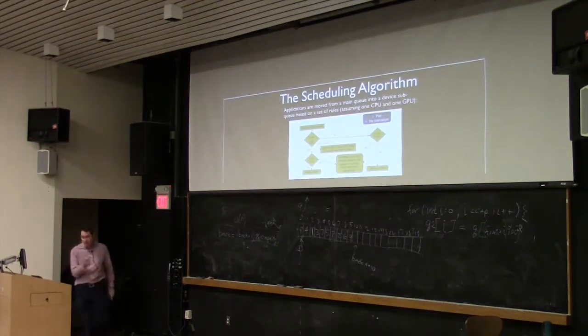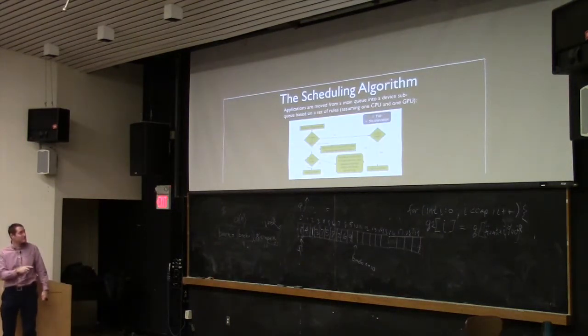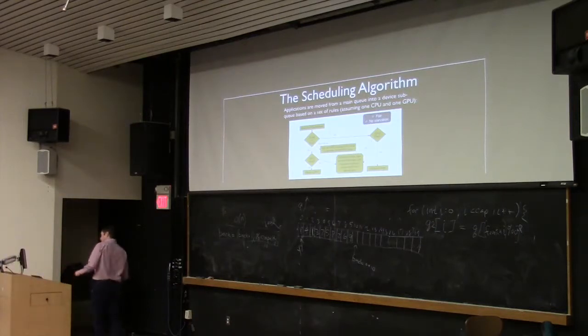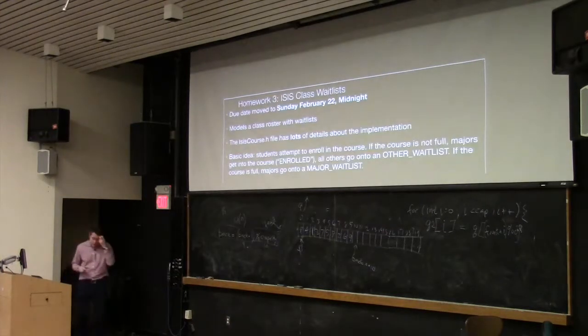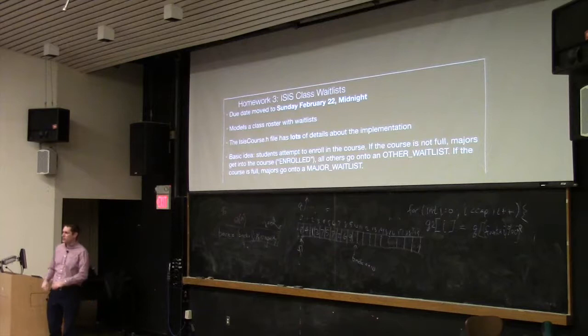And this is literally a slide from my PhD dissertation that said, applications are moved from a main queue into a device sub-queue based on a set of rules. And all these rules are how things actually go from one thing to the next. So for my research, I used queues all the time, right? So I got very familiar with how these work. Okay? So you see things like that. Real life has lots of examples of queues, much like real life has many examples of stacks as well. Okay? Questions on queues in general?